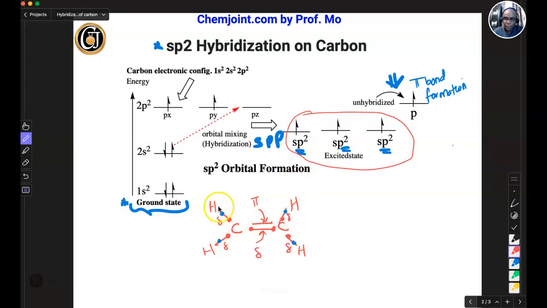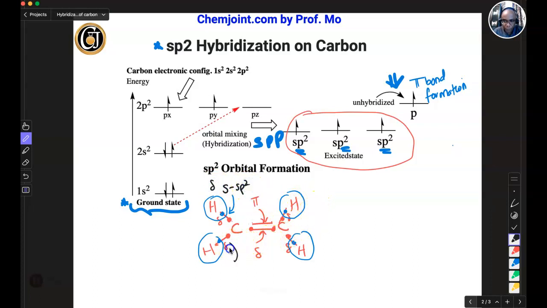So those combine with a 1s from a hydrogen. Hydrogen will give the 1s electron because hydrogen has atomic number 1. So the type of bond that you get in between here will be an s from the hydrogen and then sp2 from the carbon, and it's a sigma head-on overlap.